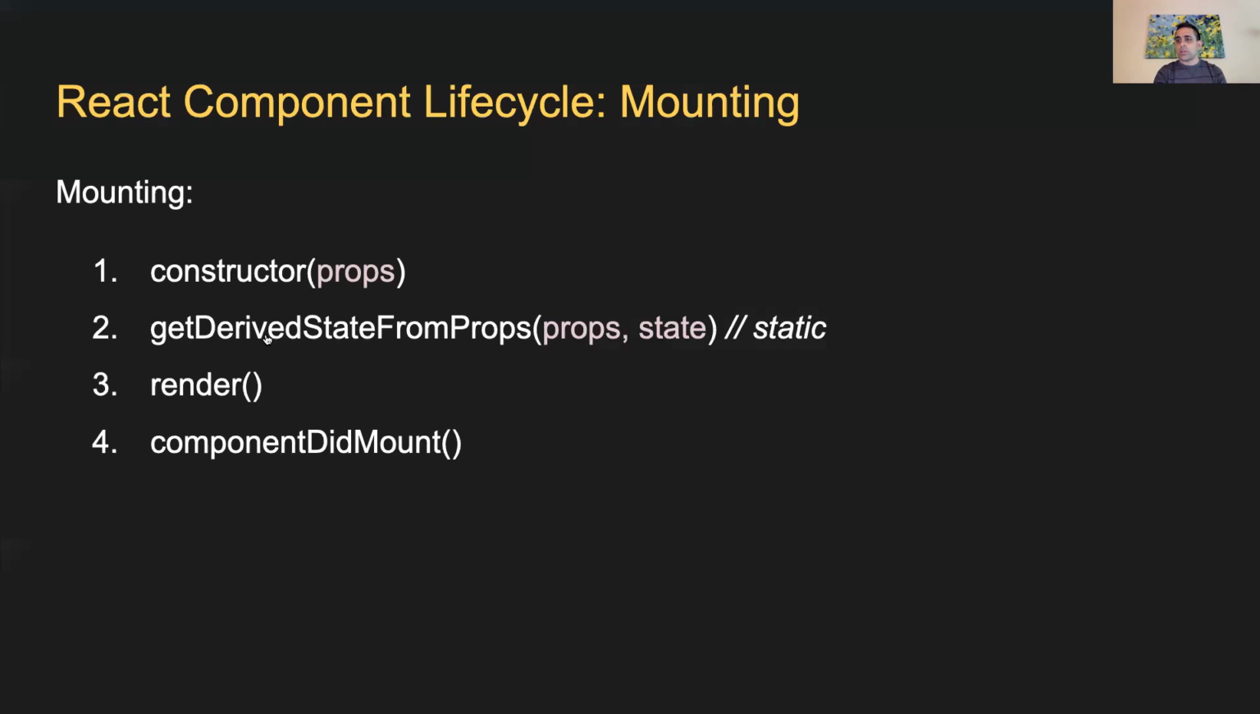All right, so that's your constructor. Then we have something called getDerivedStateFromProps. We're not going to talk about this too much. This is a static method. So just to review what a static method is, it's a method that's used for all your instances, versus your constructor, render, and componentDidMount. Those are instance methods. They're going to be particular for each instance that you have. getDerivedStateFromProps is a static method, so that logic is shared between all of your components.